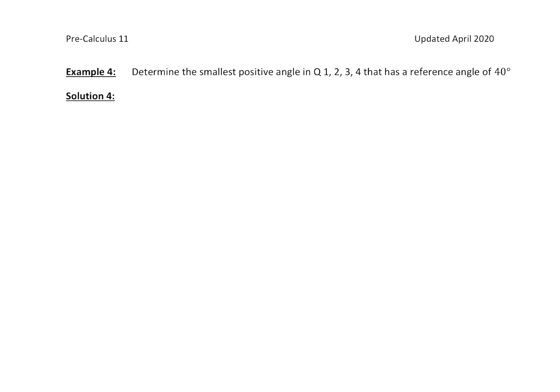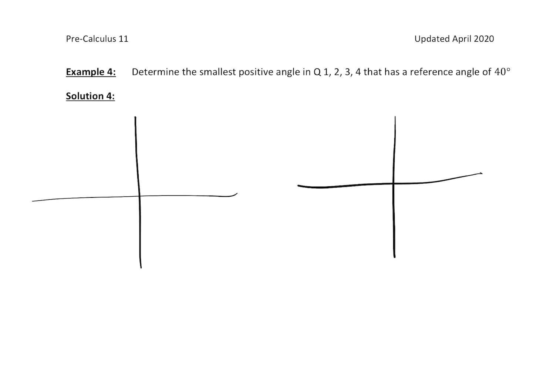Okay, so now it's determine the smallest positive angle in each quadrant that has a reference angle of 40. If we've been drawing, it really helps. Okay, so 40 degrees. Let's just roughly say that's about 40 degrees. So what's the reference angle in Q1? Well, the reference angle is the angle. So here, the reference angle is also 40 degrees.